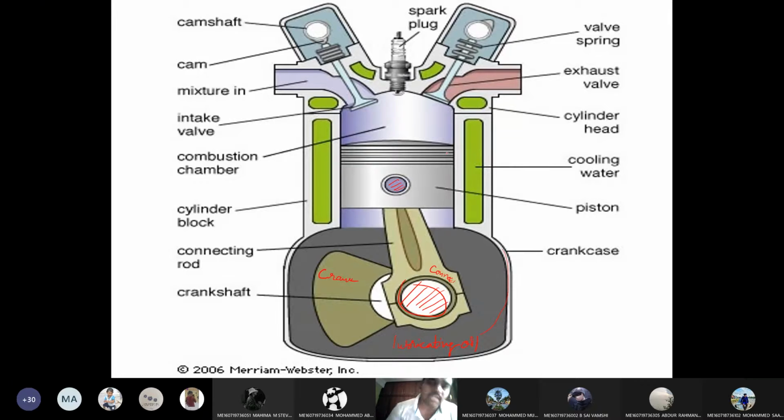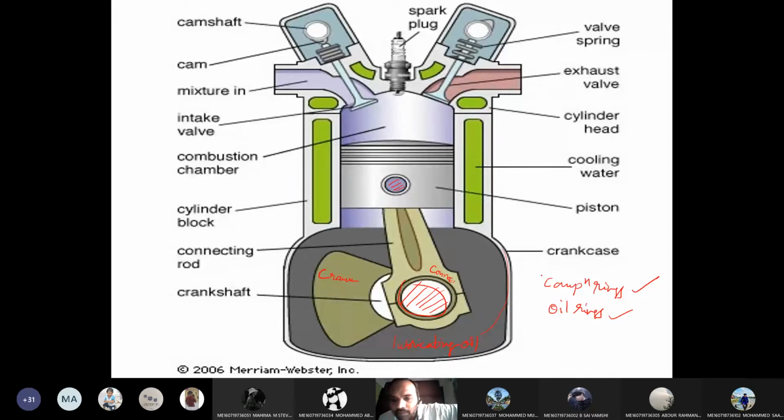I'll explain in detail, just know the parts for now. You can see there are some grooves over the piston. Inside the grooves, piston rings sit, because there is a small clearance between the piston and cylinder. There are two sets of rings: the compression rings and the oil rings. At the top of the piston we have compression rings, at the bottom we have oil rings.